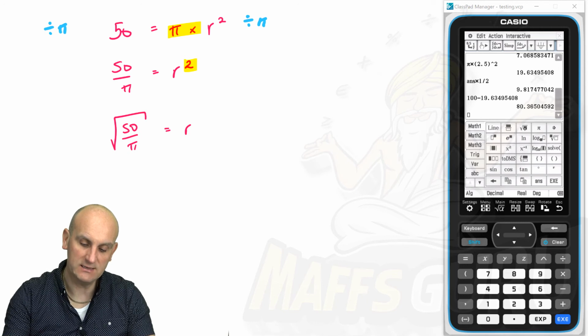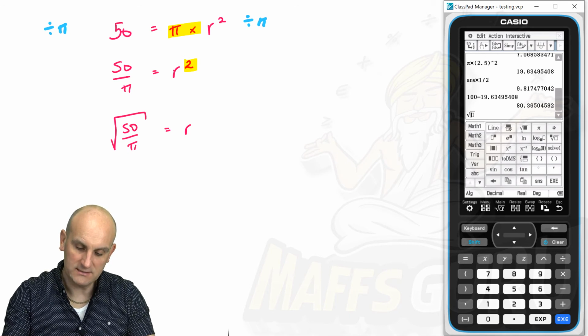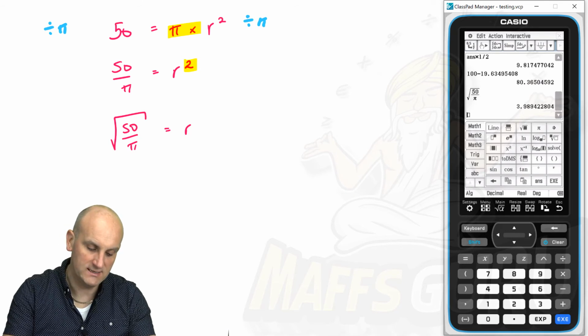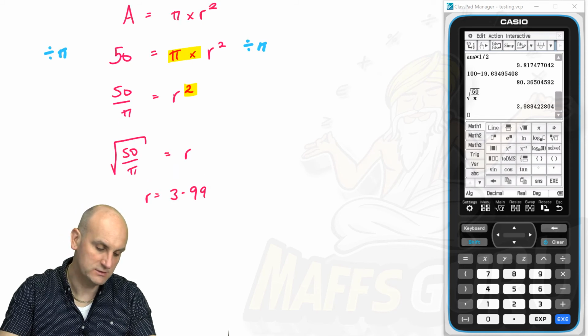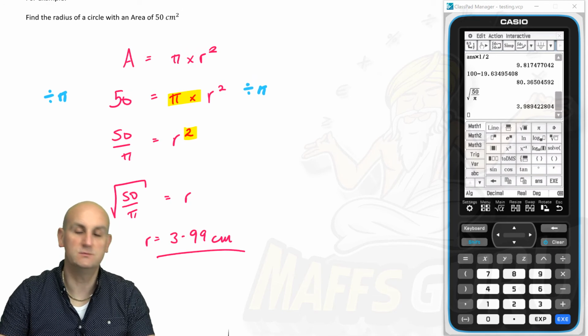Can I put that into my calculator? I can. There's my square root sign. There is my fraction sign. So if I do 50 divided by pi, ooh, where's my pi button gone there? Not root pi. Let's just do pi, if you will. So putting that into my calculator, square root and fraction button, I'm going to do 50 divided by pi, hit my button, and there we go, we get the radius is equal to 3.99, I assume, centimeters. Why is it centimeters? Because the question was given in centimeters.